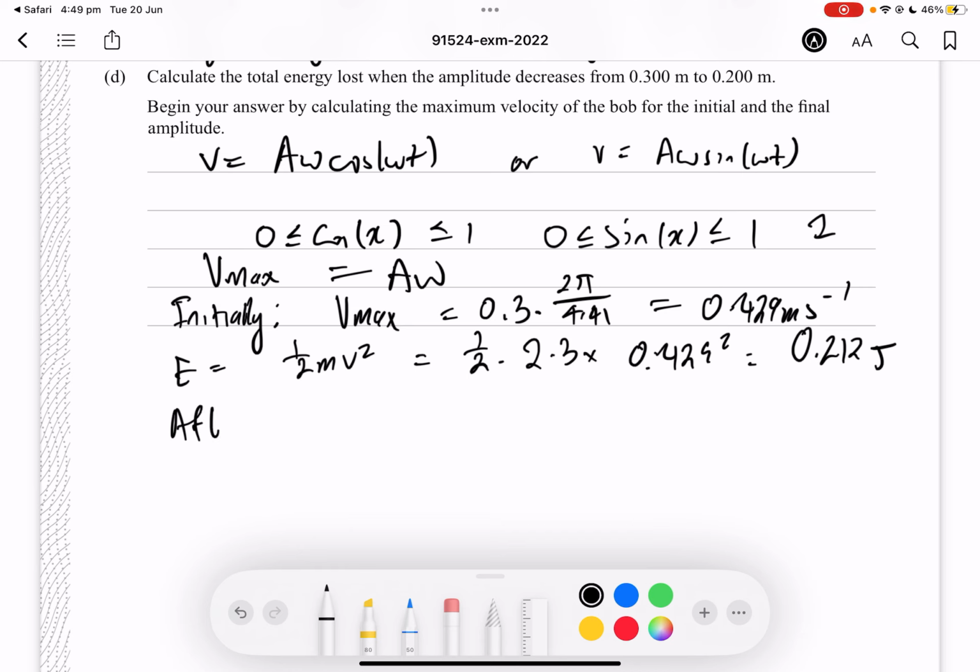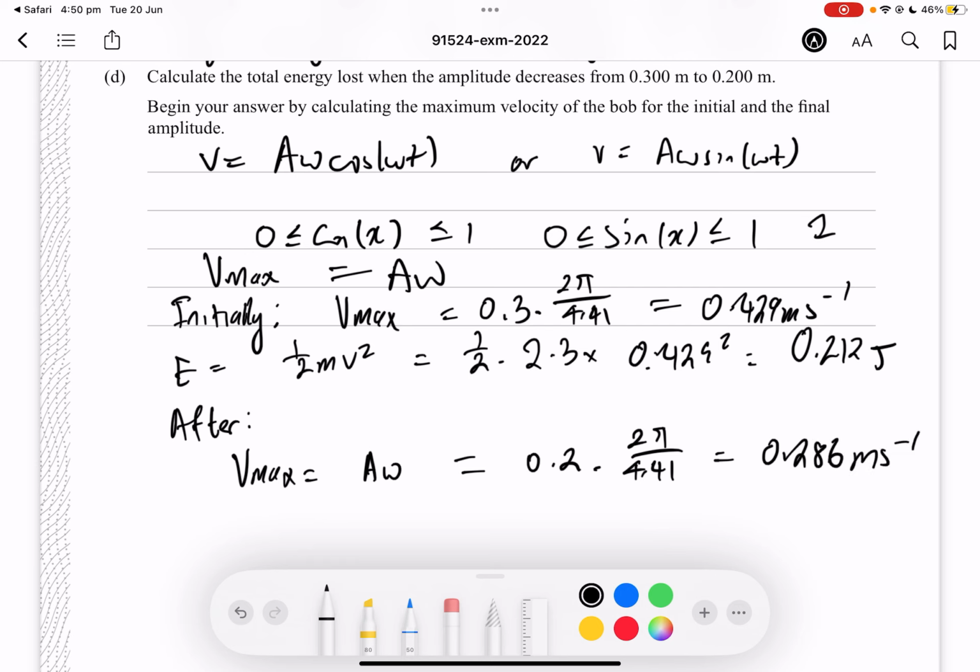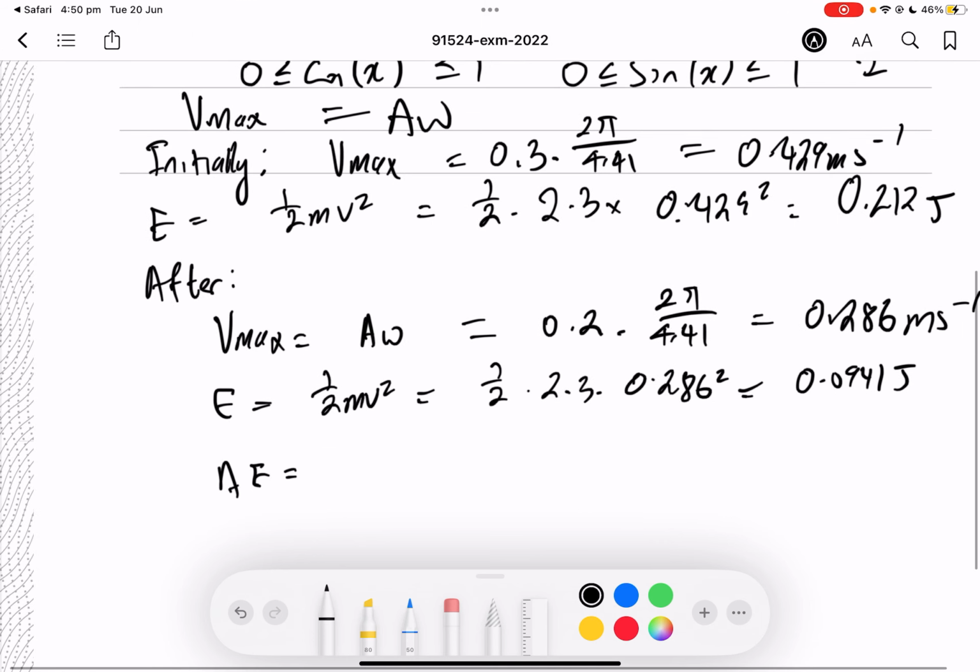After, we have v max equal to the amplitude times the angular velocity, which is now 0.2 multiplied by 2 pi over 4.41, and that is equal to 0.286 meters per second. Therefore the energy, half m v squared, is equal to half times 2.3 times 0.286 squared, and that is equal to 0.0941 joules. So the change in energy is the final minus the initial.